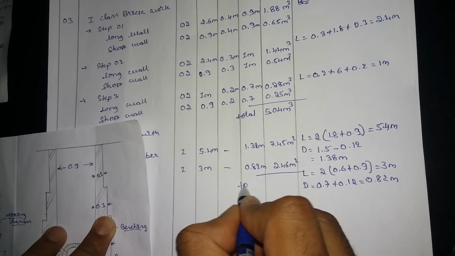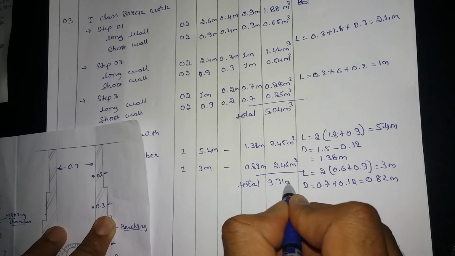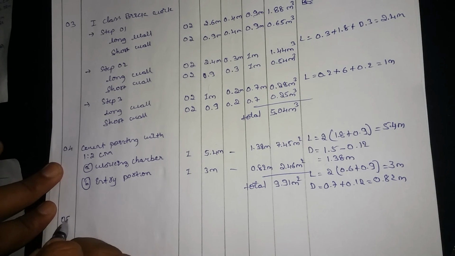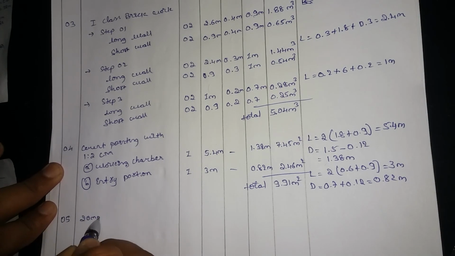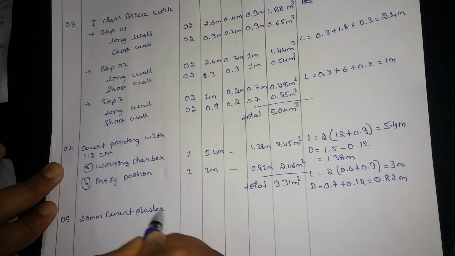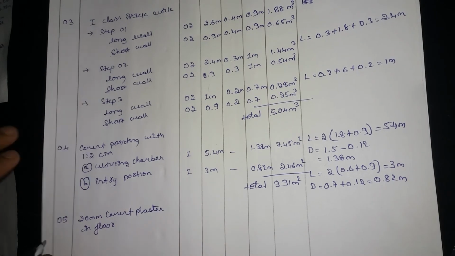Now what is the total? It is a total grand. If I add these two, you will get 9.91 meter square. Okay, so now what is left out? The last question asked is 20 mm cement plaster in floor. So we have to find out cement plaster in the floor.